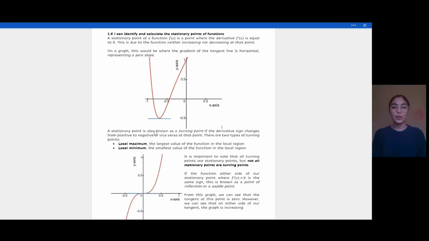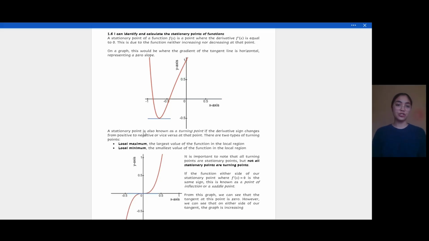We're going to be looking at how we can identify and calculate stationary points of a function. A stationary point is where the derivative of our function is equal to 0 at a particular point. So this is where our function is neither increasing nor decreasing.